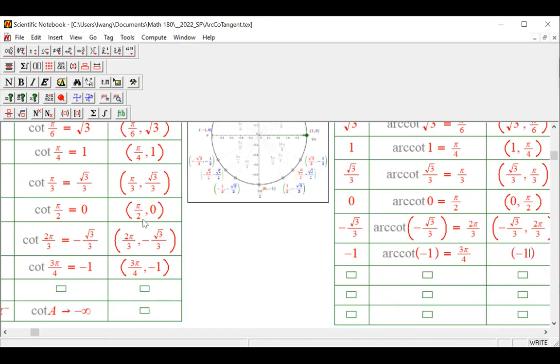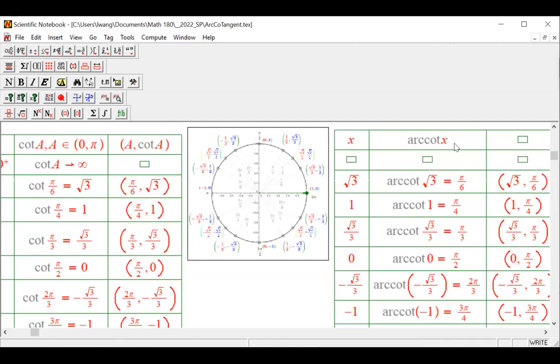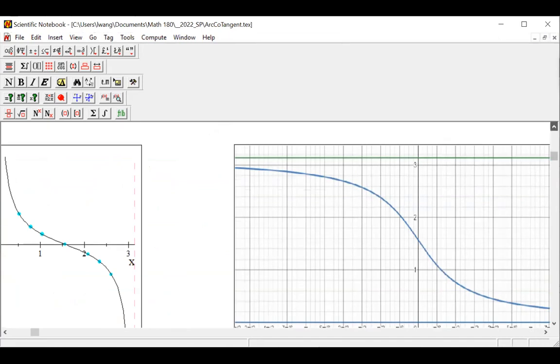So for input ratio -1, the output is 3 pi over 4. You can see all the outputs are positive, because the range of ArcCotangent is from 0 to pi. So that range. Anyway, keep going.